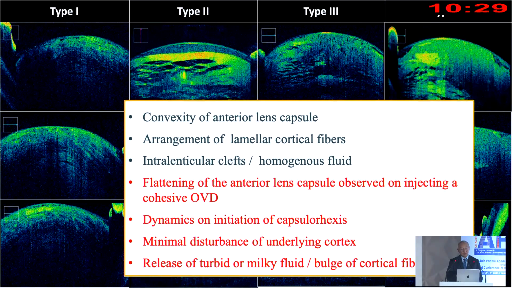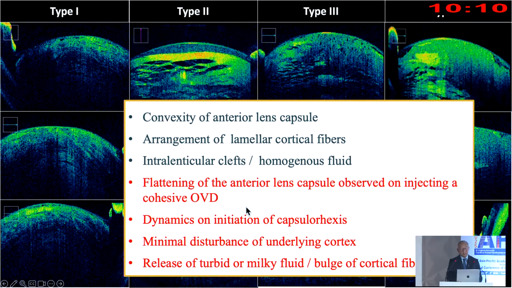So this was based on two important areas. One was before intervention, second was after intervention. So we looked into the convexity of the anterior capsule, looked for arrangement of fibers, lamellae, and looked for intra-fiber clefts in these cases or homogeneity of fluid in these cases.